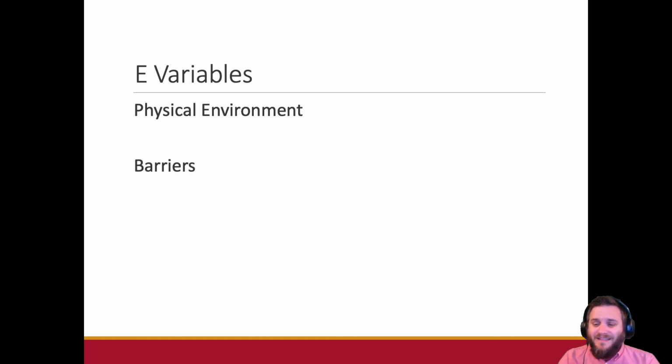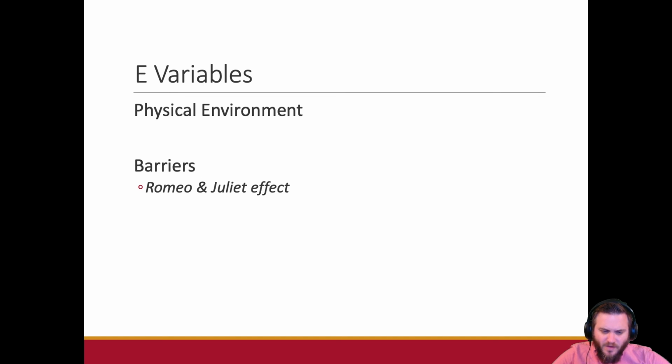Barriers are the last one. So you've probably heard of Romeo and Juliet, right? The Romeo and Juliet effect is that when a pair of people who potentially love each other end up feeling more attracted to each other if their parents are involved and say, don't do that.